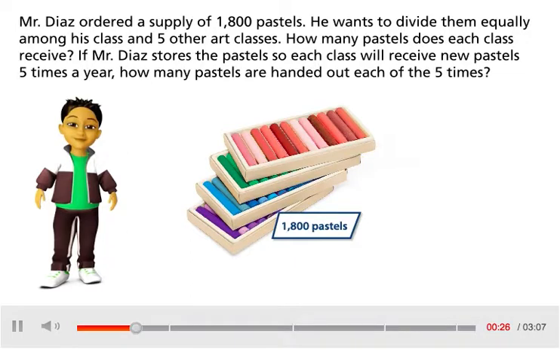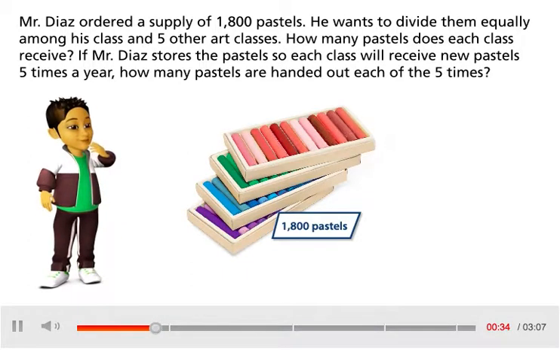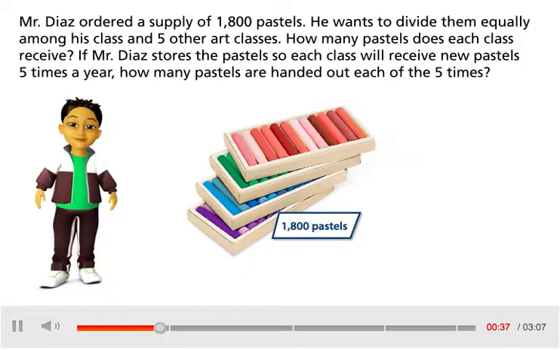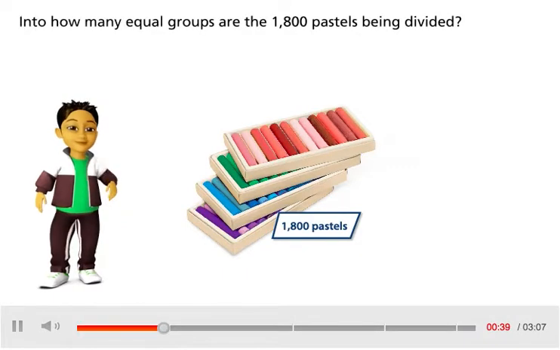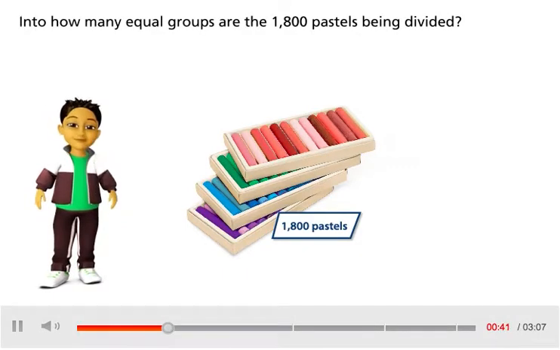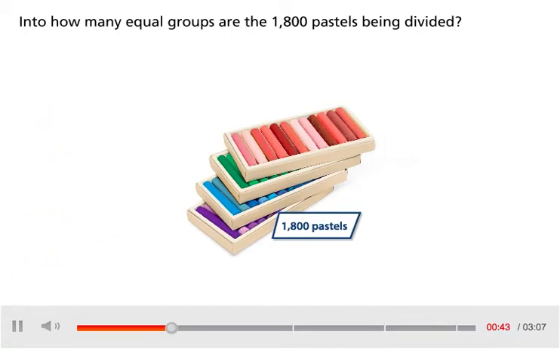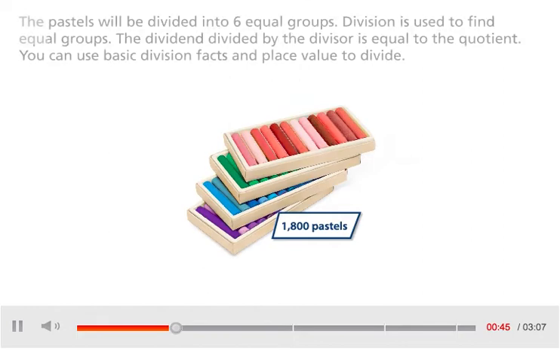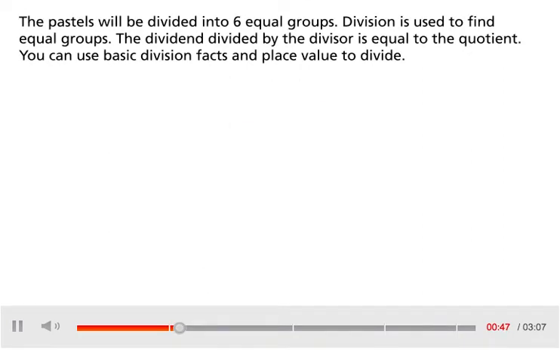If Mr. Diaz stores the pastels so each class will receive new pastels 5 times a year, how many pastels are handed out each of the 5 times? Into how many equal groups are the 1,800 pastels being divided? The pastels will be divided into 6 equal groups. Division is used to find equal groups.